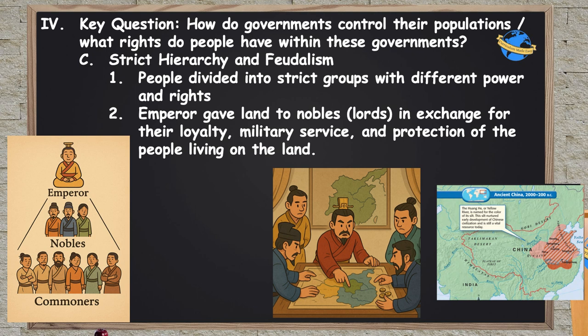So that's kind of how the system works. You pay your taxes and your loyalty to the people above you. In exchange, the people above you promise protection. And that's kind of how this racket works.